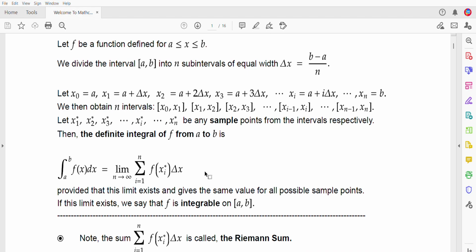So this definite integral is defined in this fashion provided that this limit exists and gives the same value for all possible sample points. Sample points could be any point from here. You could choose left endpoint, right endpoint, midpoint, any other point. If this limit exists, we say f is integrable on the closed interval a to b.